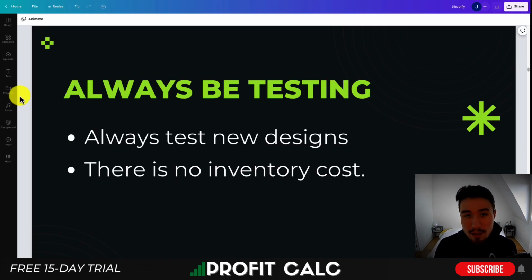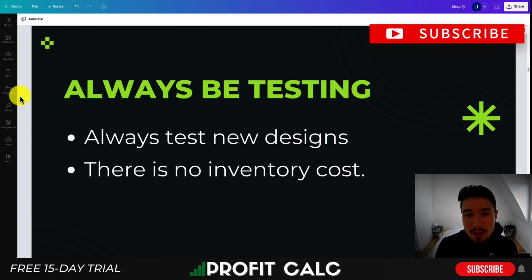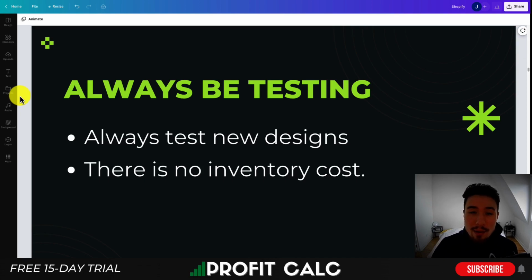The fifth and final tip here is going to be to always be testing. As mentioned, with print-on-demand stores, you're not going to carry any inventory, so you can always test new designs, which is going to be crucial for creating a brand around print-on-demand. As you're always testing new designs, you can come up with new ones all the time, cater to different audiences, or double down on a particular niche. And really your only cost here is the cost of design. If you're designing yourself, cost is essentially going to be free there apart from your time. So make sure you're always testing new designs, going out there, finding new inspiration.